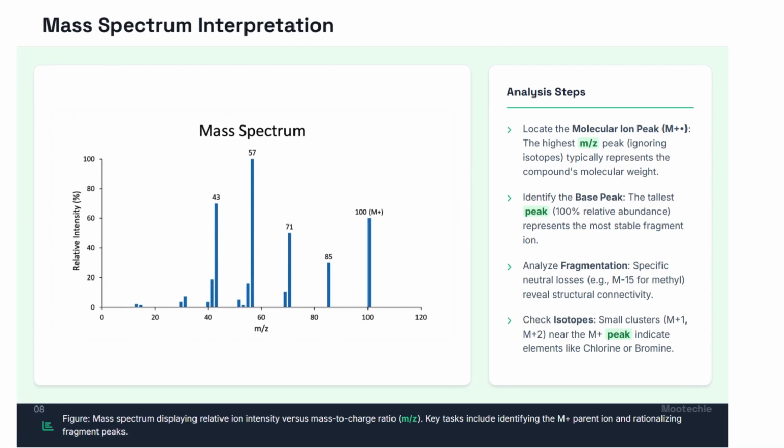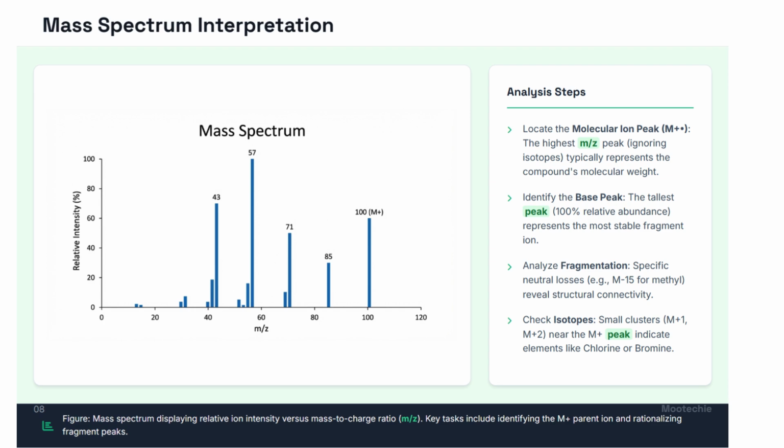Next, we explore how to read the story a mass spectrum tells us. Mass spectrum interpretation. We are presented with a sample mass spectrum. It's a plot with relative intensity in percent on the y-axis and M to Z on the x-axis, ranging from 0 to 120. Key peaks are visible at M to Z 43, 71, 75, 85, and a prominent one at 100, which is labeled as the M+ peak, representing the molecular ion.